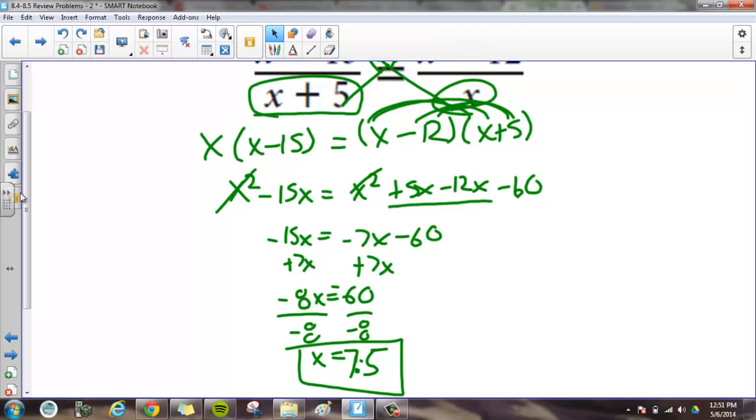And we check that. That doesn't make this equal to 0, and that doesn't make this equal to 0. So that is your solution.